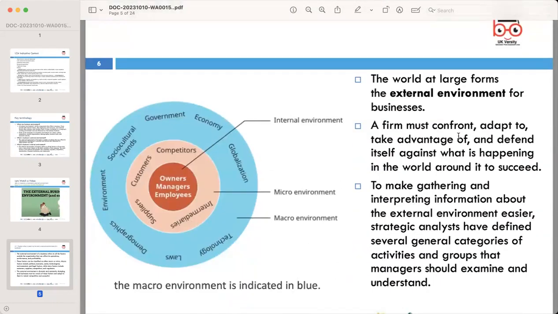Okay, so the external environment of business is shaped by the world at large. So to succeed, a business must confront, adapt to, take advantage of, and defend itself against the events and trends occurring in the global landscape.